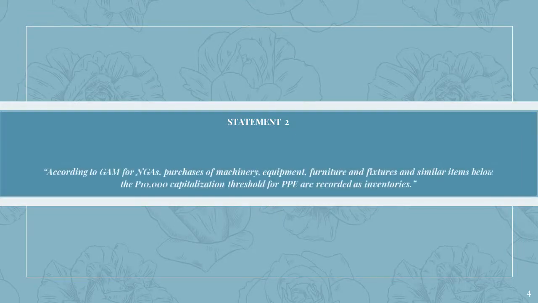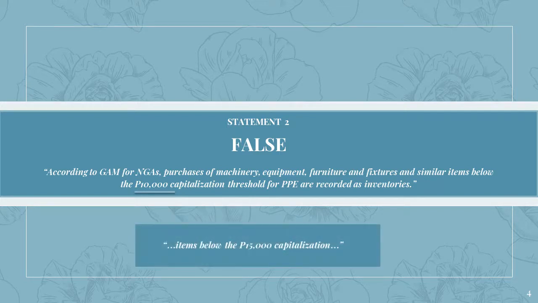For the second statement, according to the GAM for NGAS, purchases of machinery, equipment, furniture and fixtures, and similar items below the 10,000 capitalization threshold of property, plant, and equipment are recorded as inventories. This statement would be false. What makes it false is the amount of 10,000. It should be items below the 15,000 capitalization, and that's why this statement is false.